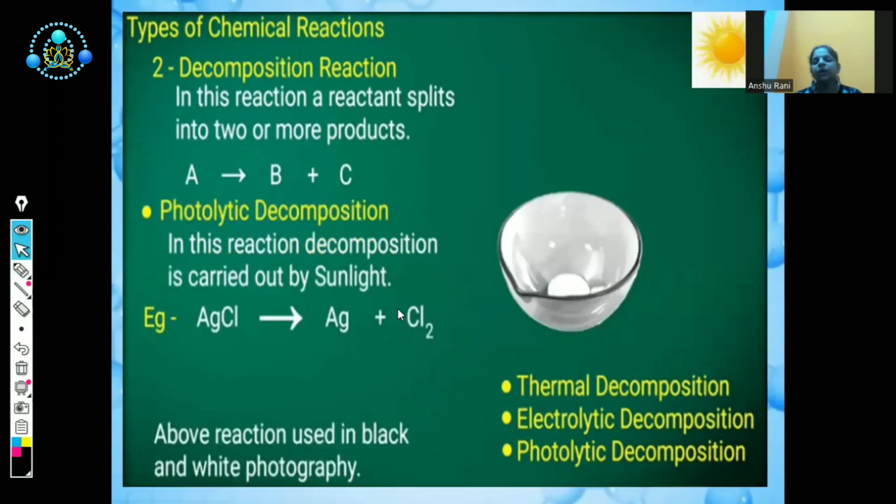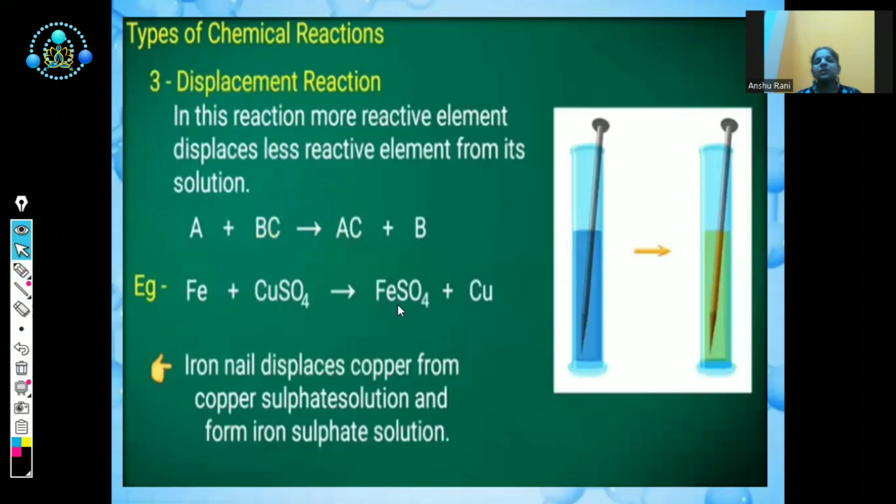Then we have photolytic decomposition. We are taking silver chloride in a watch glass and keeping it in sunlight for some time. It will break up to form silver plus chlorine. This is an example which is used in black and white photography. Next is displacement reaction. Displacement means in which more reactive element displaces less reactive element from its salt solution.